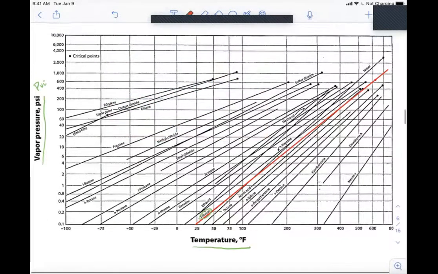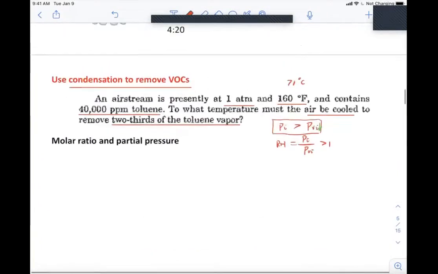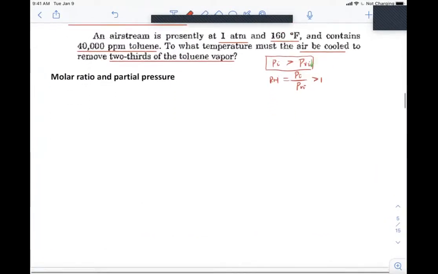If you look at this curve further, it's showing the pressure with the unit of PSI. But if you look at the problem, it's showing just the molar ratio, right? Not the pressure value. So we have to find a way to convert the molar ratio into the partial pressure, okay? According to the ideal gas law, we said the molar ratio is defined as this.